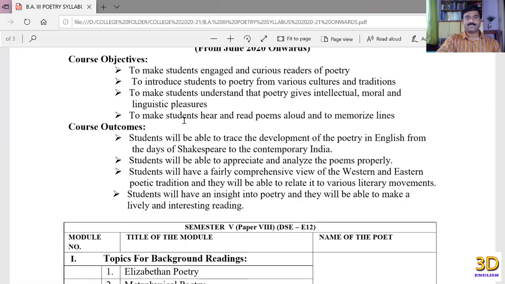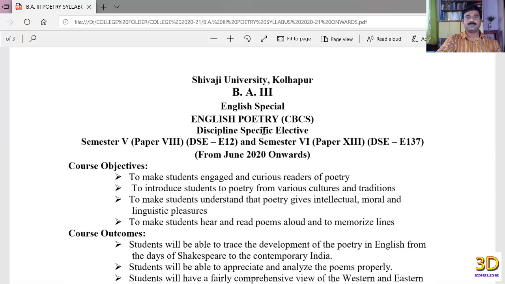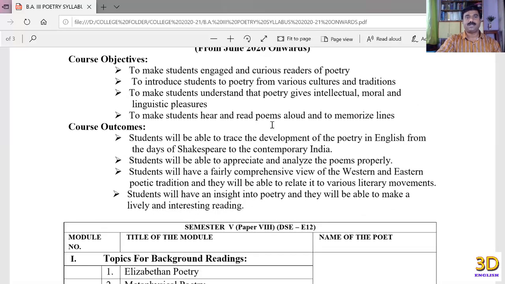Let us see the objectives. Many times students don't know why they are learning a particular subject. So here we have to first focus on the objectives and the outcomes, that is, why the student is learning this particular course or subject. Now this is English poetry. So why are we learning this poetry?